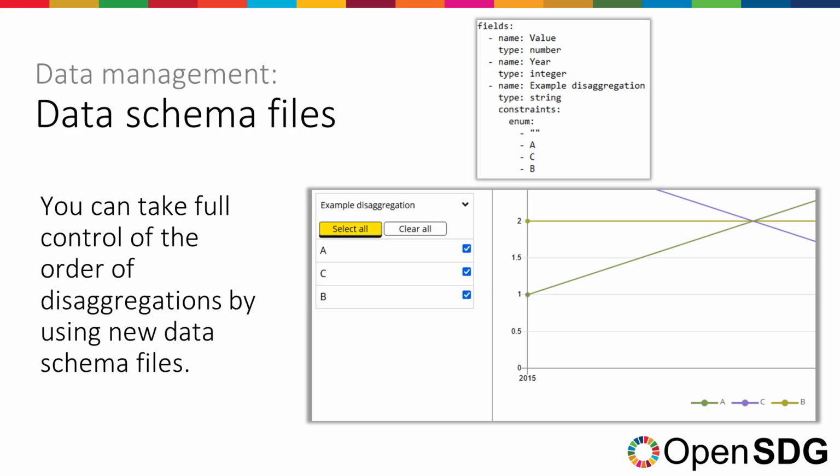You can also configure Open SDG to display these disaggregations in the order in which they appear in the source data. For example, if you're using CSV, then they would display in the order of the columns in the CSV files.